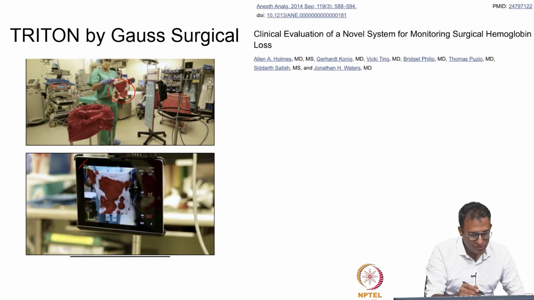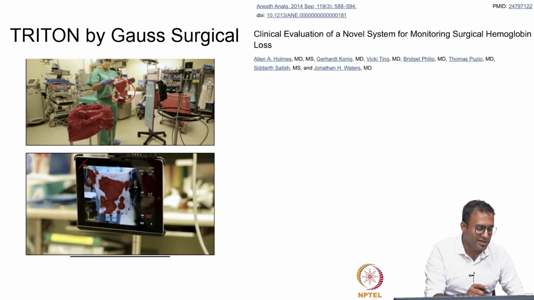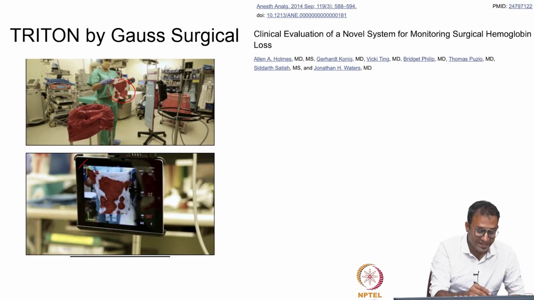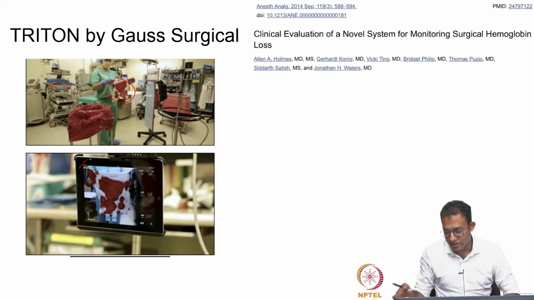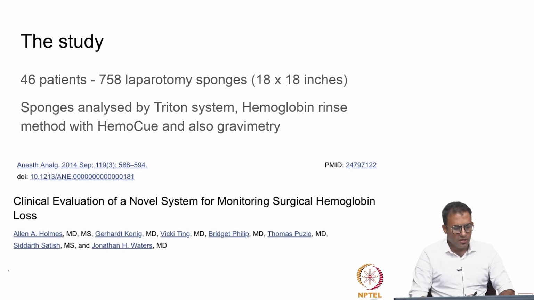So using just plain visual analysis, using computer vision techniques and applying deep learning algorithms, they have been reasonably accurately able to estimate the amount of blood loss in each sponge, and overall it gives us an idea about the total blood loss. So this was one of the early studies in 2014. It was published in Anesthesia and Analgesia, one of the leading journals in the anesthesia and medical space.